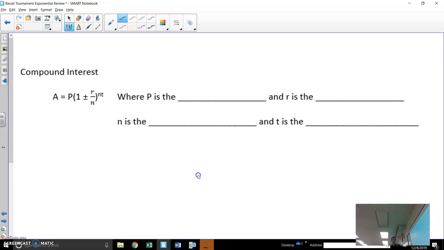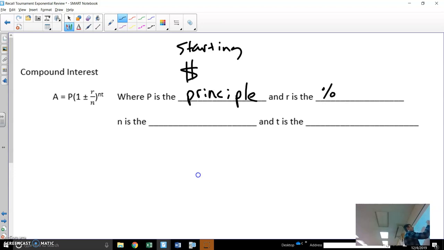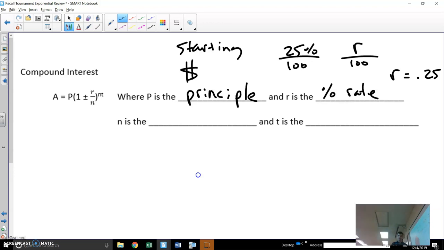Here's some compound interest explanations. P we call the principal. Now, not like your principal at school. Principal a lot of times really means the starting amount. Your starting money that you invest. R is the percentage rate. Now, we always take R and divide by 100 because you really want that percentage as a decimal. For example, if it said 25%, you need to divide that by 100 and R would be 0.25.